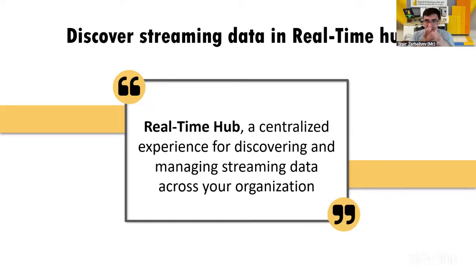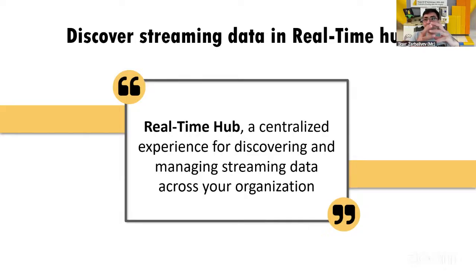In the previous unit, we focused on discovering and connecting to batch data stored in lakehouses and warehouses. However, not all data arrives in batch. Many business scenarios generate data continuously, such as online transactions, inventory updates, application logs, and IoT sensor readings. To work with this type of data, Microsoft Fabric provides the real-time hub, a centralized experience for discovering and managing streaming data across your organization.